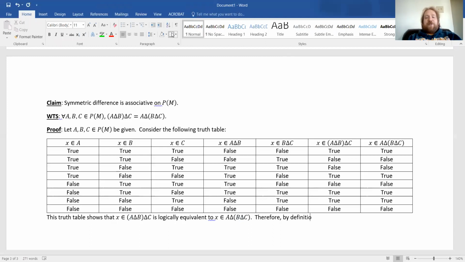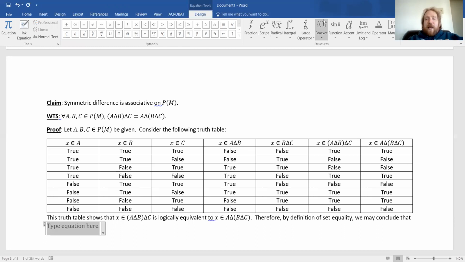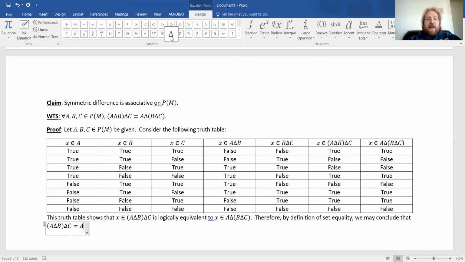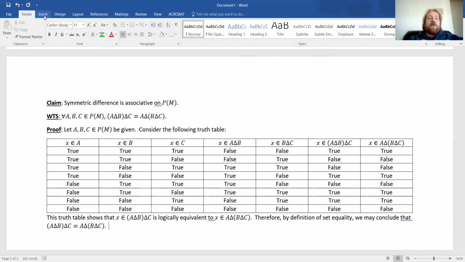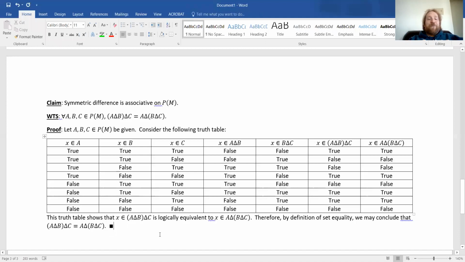Therefore, by definition of set equality, we may conclude that the set A symmetric difference B, symmetric difference C equals the set A symmetric difference B symmetric difference C in parentheses. This is showing that the operation of symmetric difference is indeed associative. And that ends our proof.